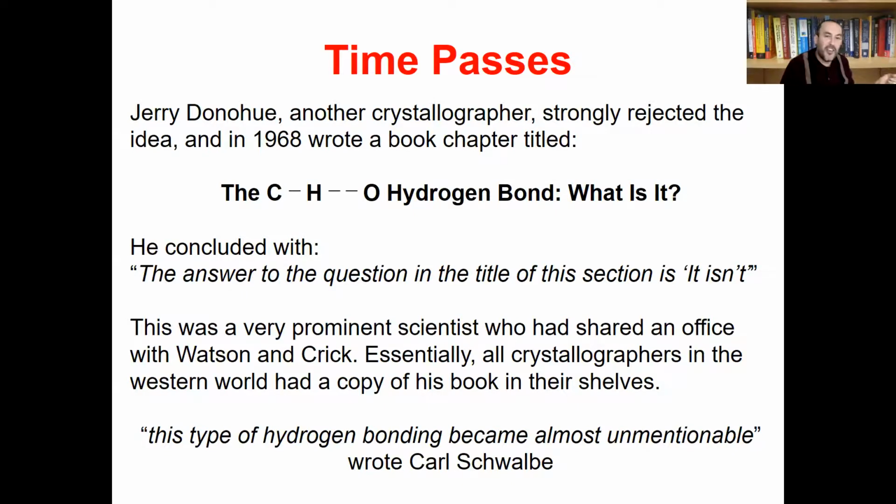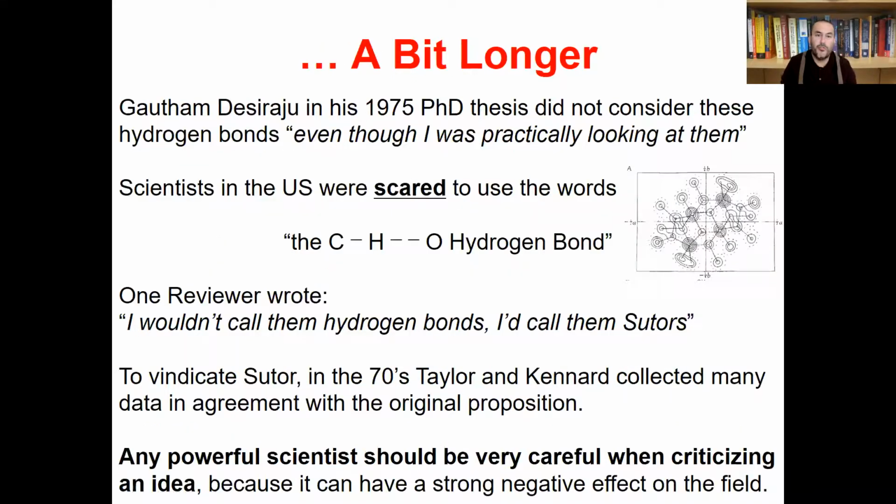This person, Jerry Donohue, was a prominent scientist who had shared an office with Watson and Crick, the discoverers of the structure of DNA. He wrote crystallographic books read by almost all crystallographers in the world, so what he said was very influential. And Carl Schwab said this type of hydrogen bonding became almost unmentionable. People were afraid to talk.